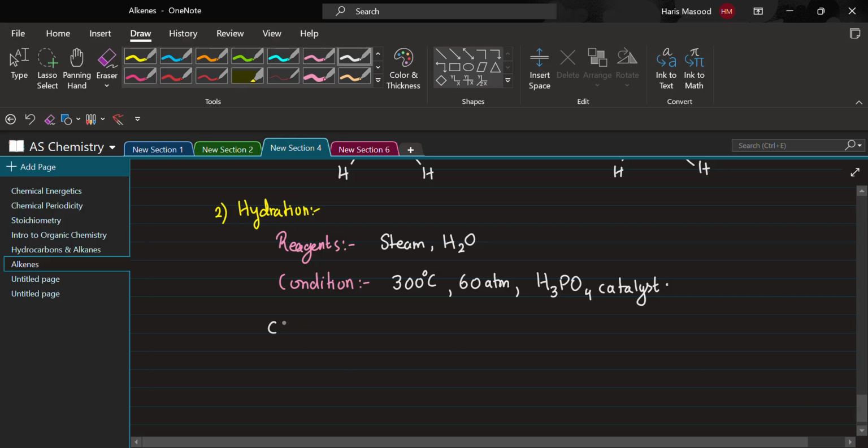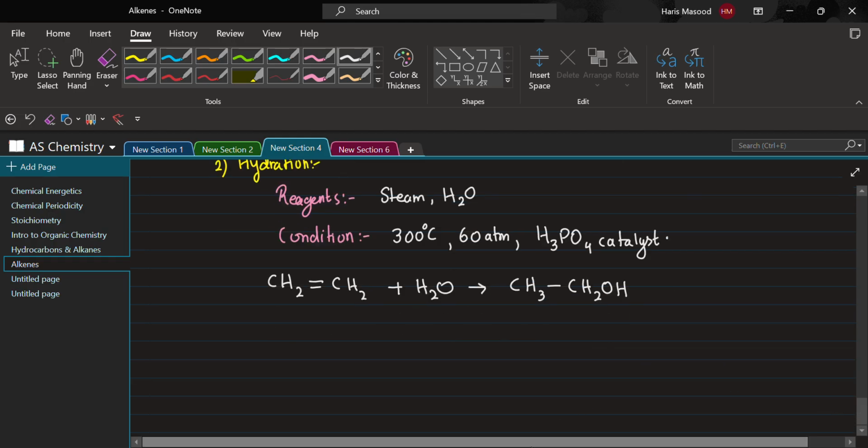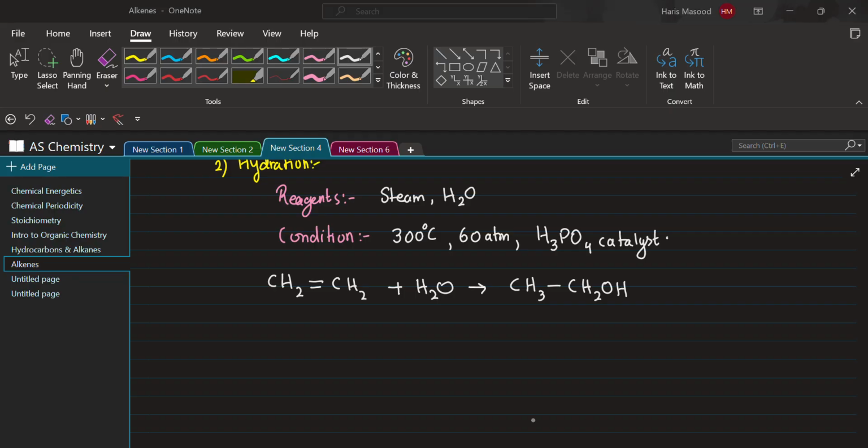So the equation is quite simple. If you are trying to add CH2 and then water, it will make CH3CH2OH. Now what you have made is an alcohol, which we'll study in the later chapters. So in this reaction, Markovnikov's rule will be applied in the bigger chains.